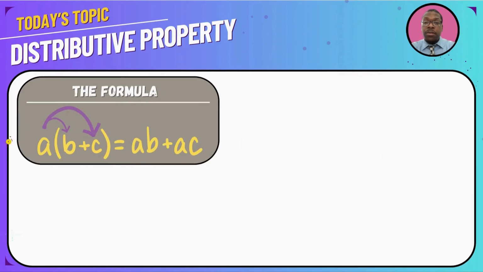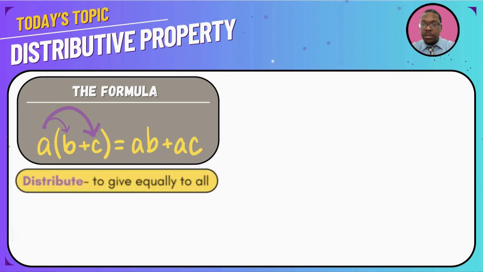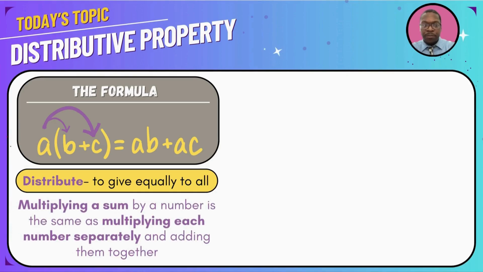All right, to start off, the distributive property formula looks like this, where it has an outside number multiplying everything inside parentheses to come up with a final answer. Now, distributive property uses the concept of distribute, which means to give equally to all. Whenever you have a number right next to parentheses, it means multiplication. So you're going to multiply the outside number by all of the inside numbers to get your final result.